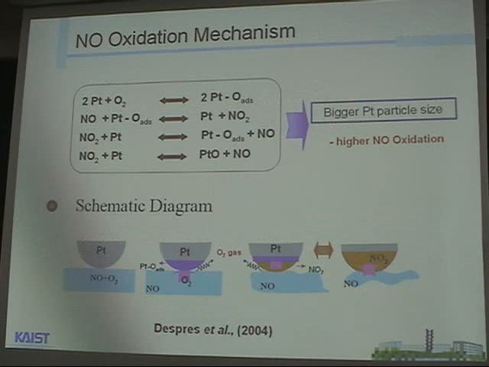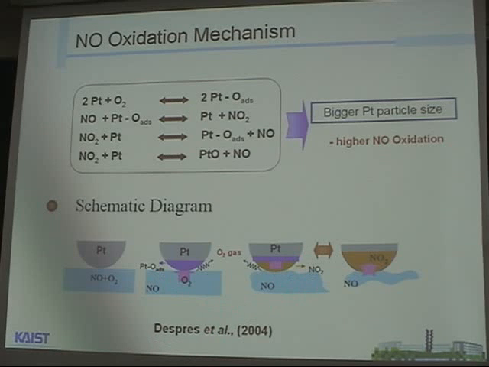Actually, I am dealing with the oxidation of NO, so I discuss the mechanism which it follows. There are two kinds of mechanisms. One is the Eley-Rideal mechanism and one is the Langmuir-Hinshelwood mechanism. This mechanism follows on platinum. Oxygen is adsorbed dissociatively on the platinum, and then NO is treated with the adsorbed oxygen on platinum, and this oxygen reacts and produces NO2.